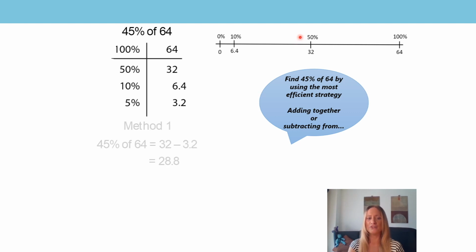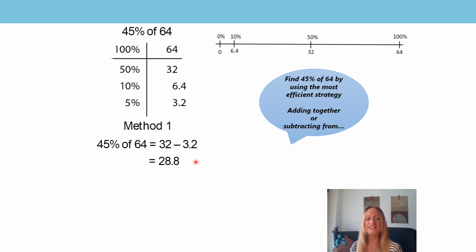So perhaps some of you use this method. What's this method done? 45% of 64 equals 32 subtract 3.2. Can you tell me what they've done here? Brilliant. So they've done 50% subtract 5%. And is that where 45% will be? Yes, it is, isn't it? 50%, decrease it by 5%. So it's 28.8. Really well done. Well done if some of you did it that way.